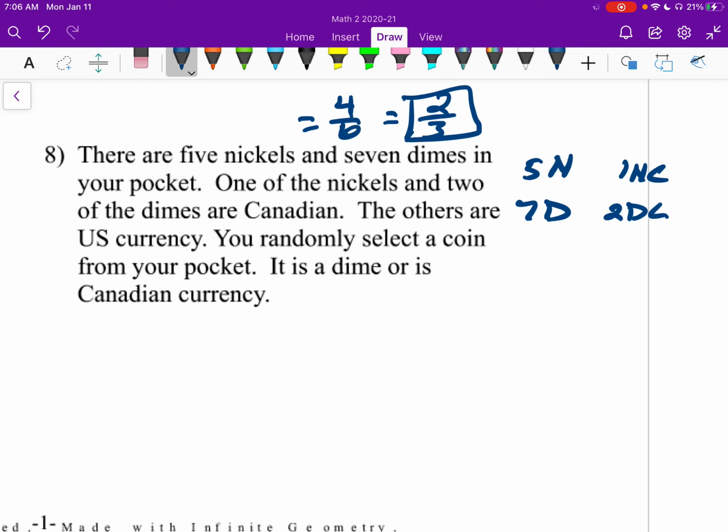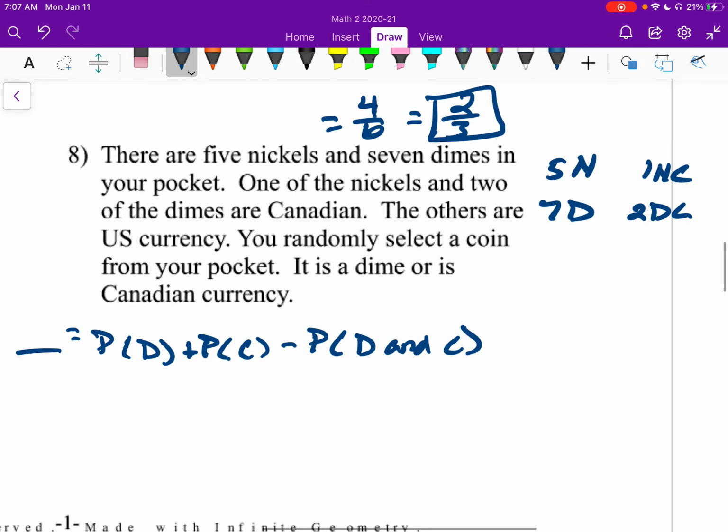So we want to find the probability of dime plus the probability of Canadian minus the probability of dime and Canadian. I skipped over writing that left part here. You're welcome to, or you can write it in there. So are these mutually exclusive? No, because there is a Canadian dime, so these are not mutually exclusive.